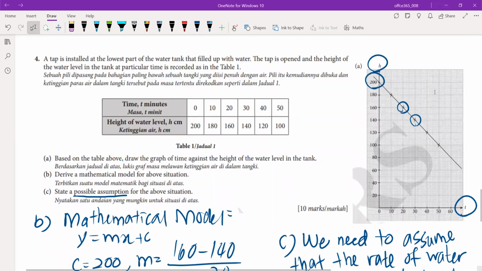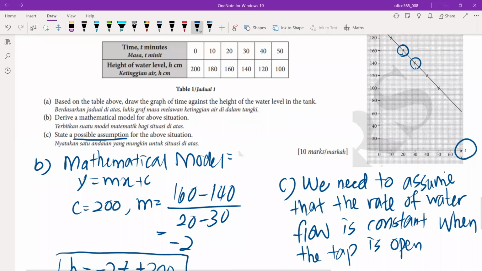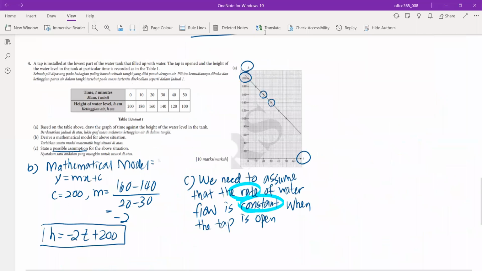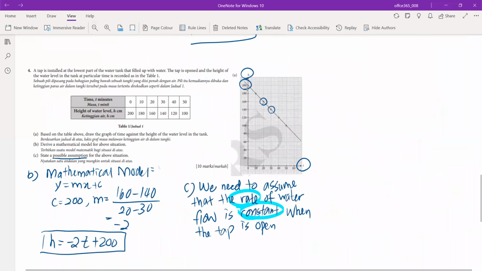Because in this question, the height and the time form a straight line. A straight line means you must know what is constant, the rate. So only then can it make sense. Understand? So this is the question that I wanted to discuss.